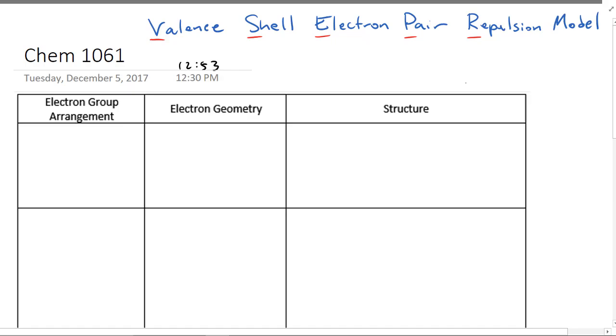So as you complete this table here, what we're going to do is talk about the electron group arrangement. We're going to complete this with the number of groups. We're going to give a name to the geometry, and then we're going to write out the structure. So we'll start by showing the arrangement for two groups.